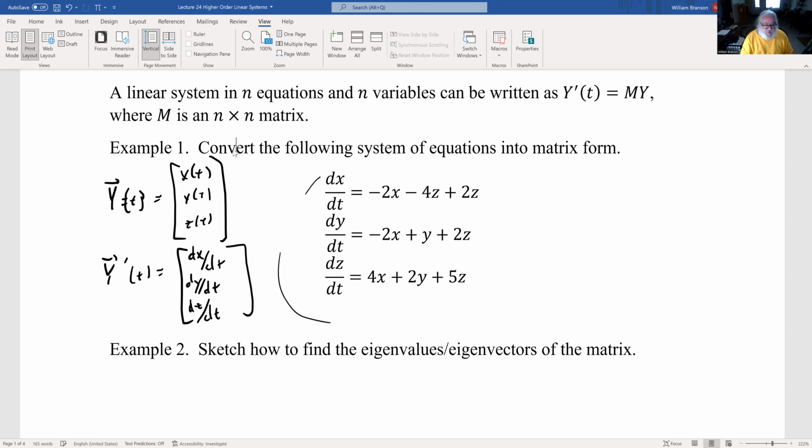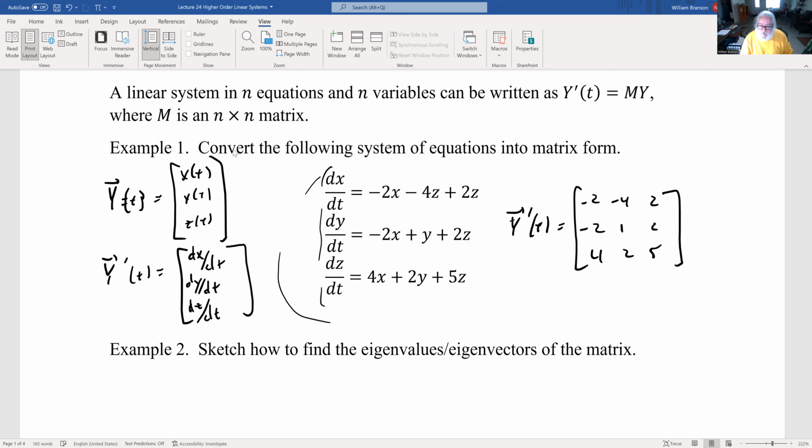So if we look at this system of equations, our left-hand side is y prime of t. That's our derivative. The matrix of coefficients is -2, -4, 2, -2, 1, 2, 4, 2, 5. And then we multiply it by our vector y of t. So we get a 3 by 3 matrix. The theory works exactly the same as it does in two dimensions, right? How do you find the solution to this?